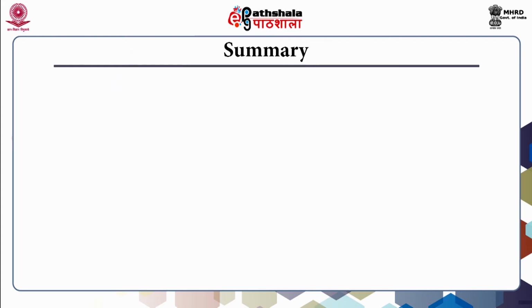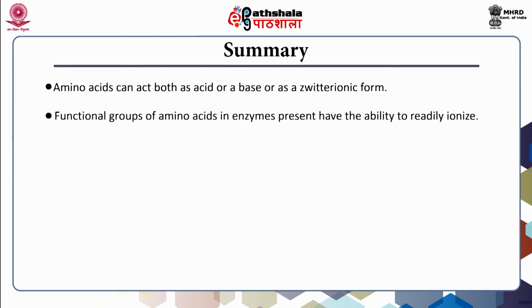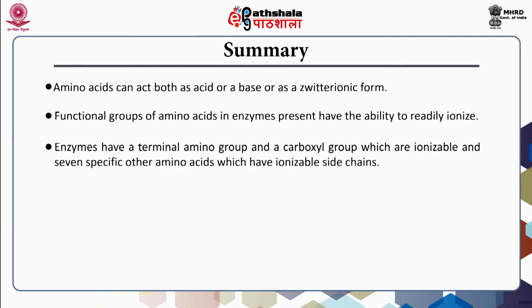To summarize the lecture, we can say that amino acids can act both as an acid or as a base. Additionally, amino acids can also exist in a dipolar state, which is known as a zwitterion form. The functional groups of amino acids present in the enzyme have the ability to readily ionize. Also, amino acids have a terminal amino group and a carboxyl group, which are ionizable, and 7 other amino acids which have specific ionizable side chains include arginine, aspartic acid, cysteine, glutamic acid, histidine, lysine, and tyrosine.